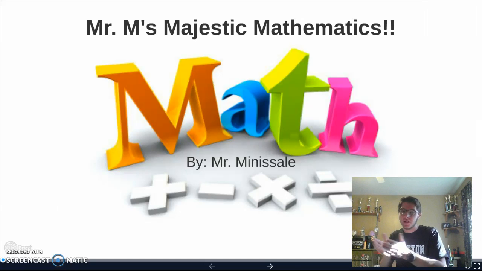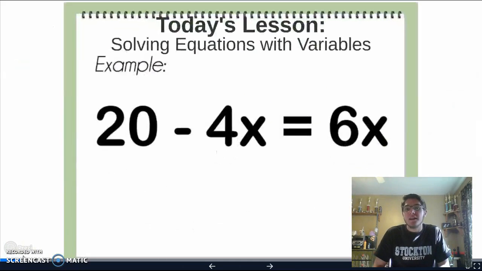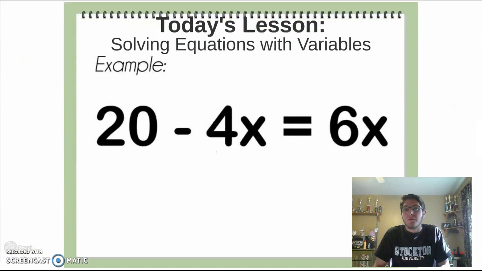So, what do you say we get started? Today's lesson is about solving equations with variables. Example is 20 minus 4x equals 6. We're not going to get quite to that extent today. We're just going to start touching base on how to solve equations with variables. So, let's jump right in. What do you say, guys?